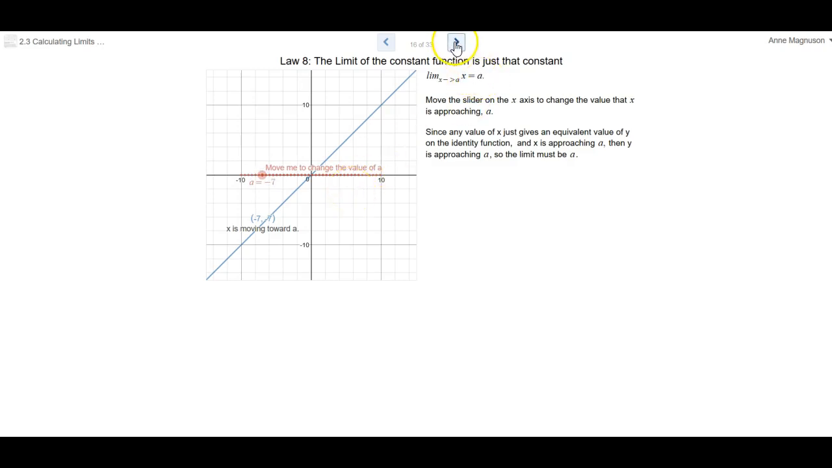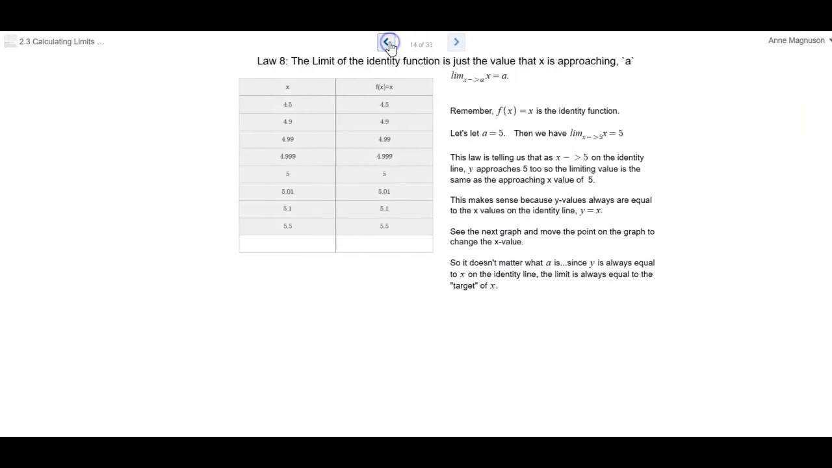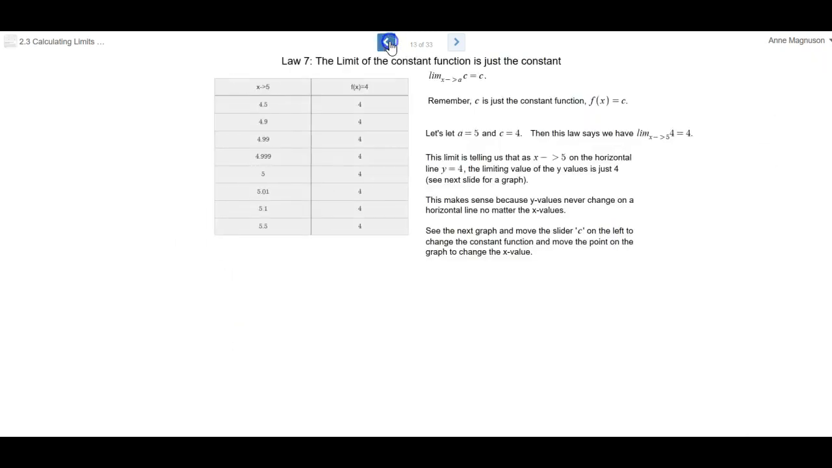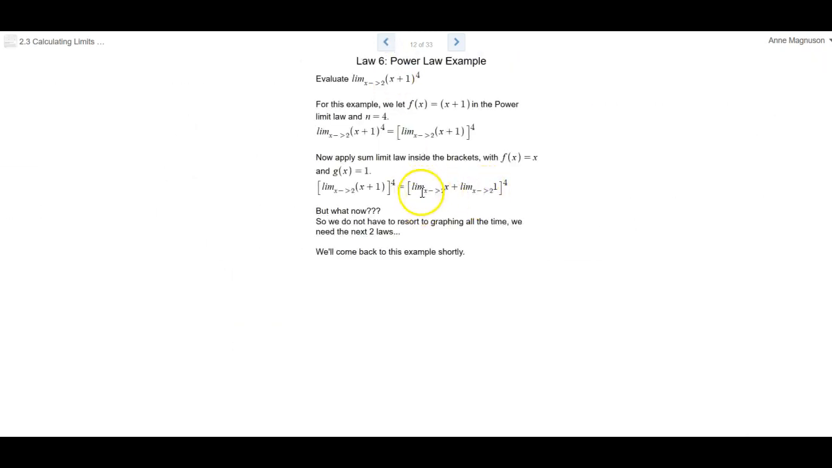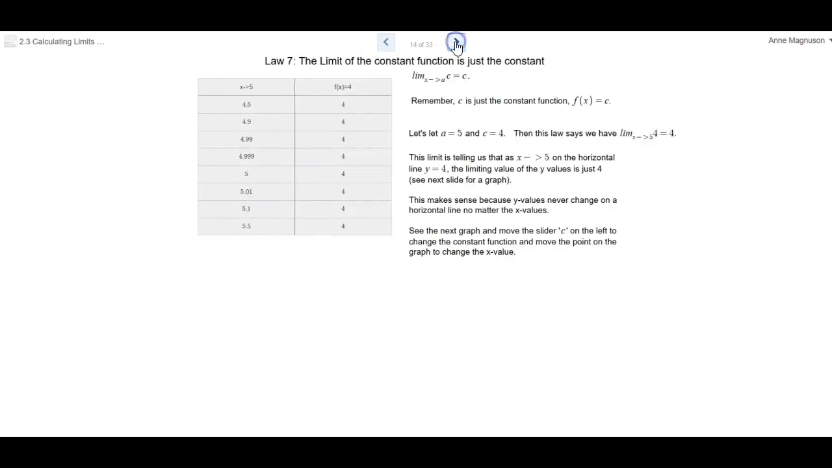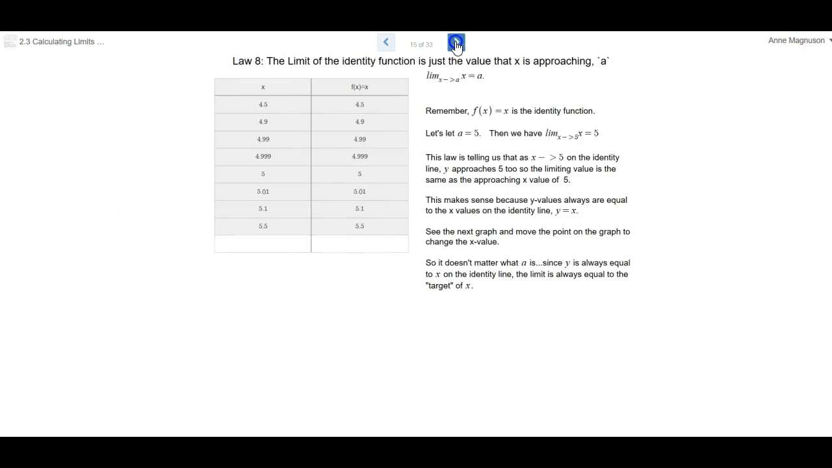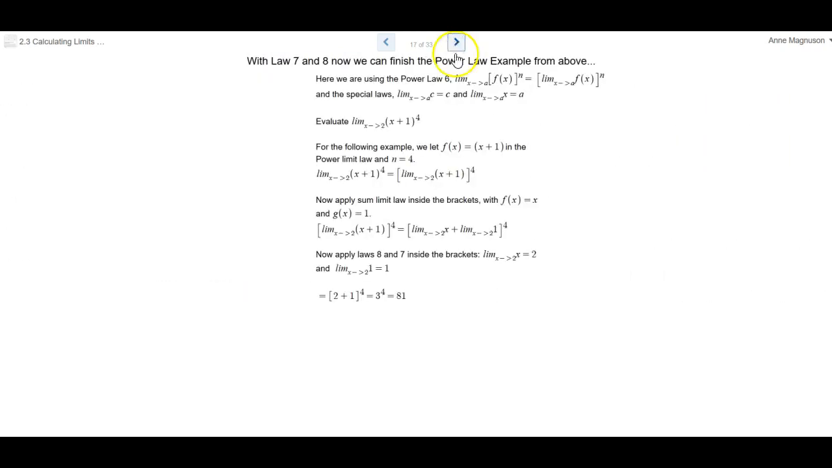So this law helps us answer that second part of our problem from before. The limit as x approaches 2 of x. Well, that's going to tell us that that limit should be 2. So let's go back to that. Now we can finish that example.